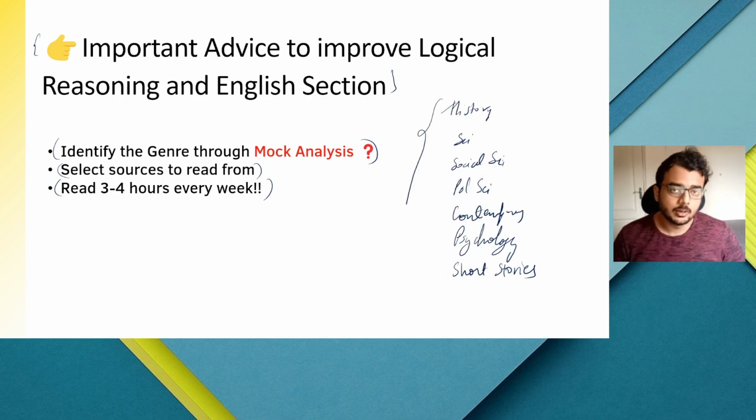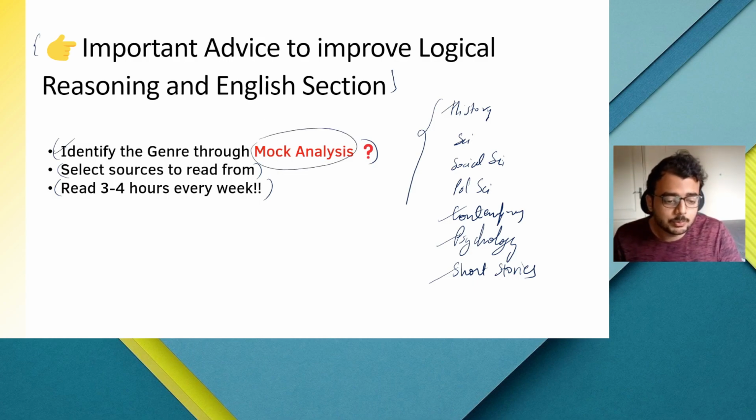History based passage, science based passage, social science, pol science, contemporary events, यानी your editorials of the newspapers. Out of 6 passages in critical reasoning, expect 3 or 4 to be from some newspaper. Psychology based passages are there, and short stories are also there in the reading comprehension section. What you should be doing is identify the genre in which you are facing problem, and how would you do that? If you ask me, the answer is through mock analysis.